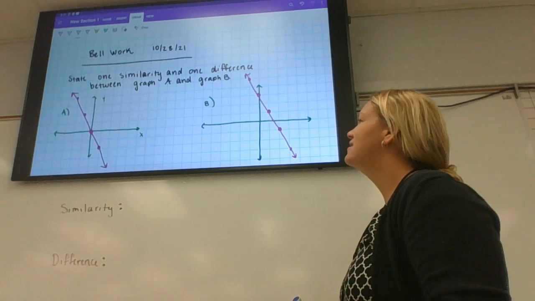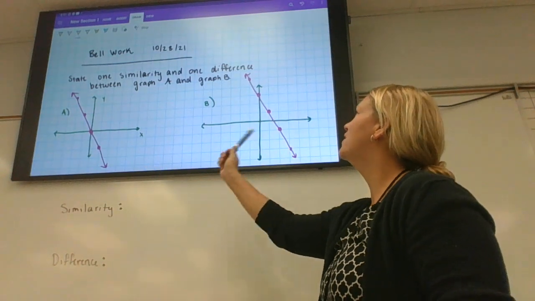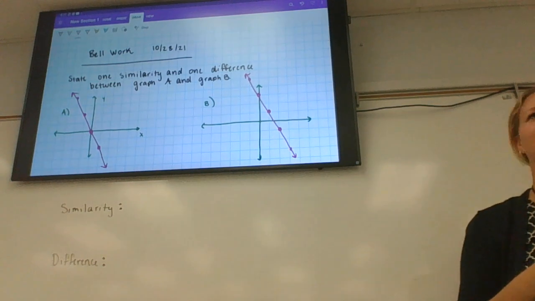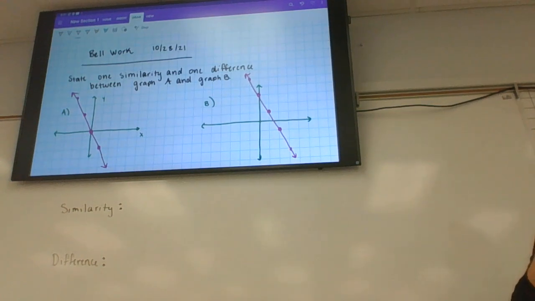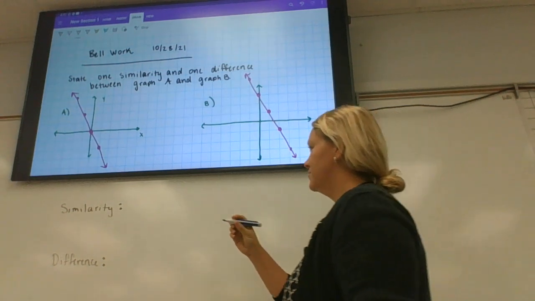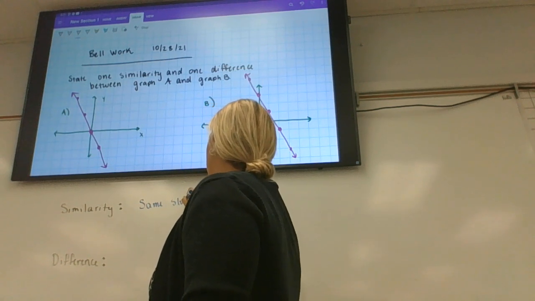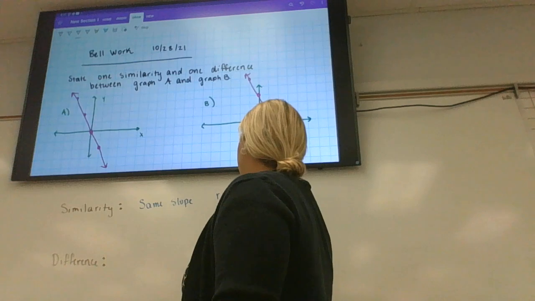I think that one has 4. Oh, they both have 4. No, one has 5. That's definitely one thing we could have looked for. Okay, they have the same slope. They have the same rise over run.